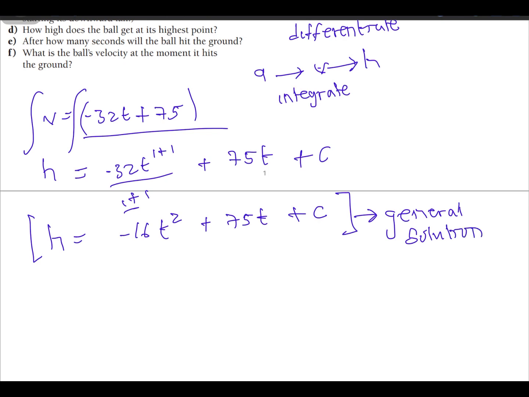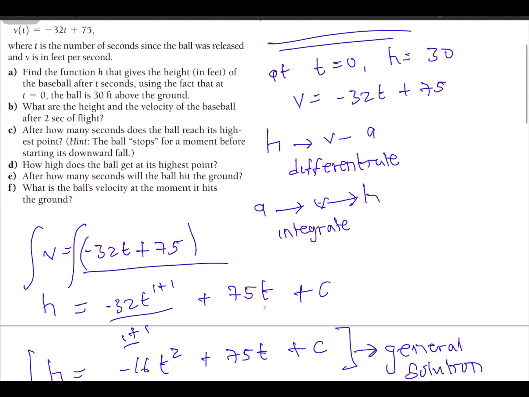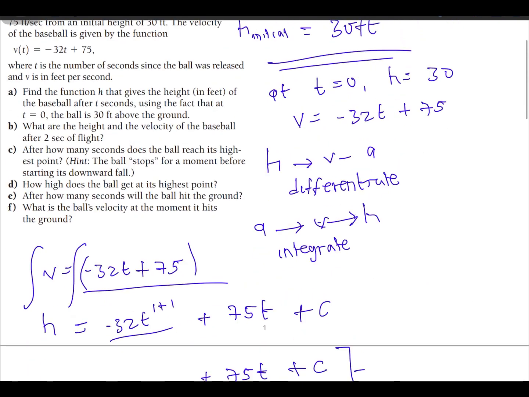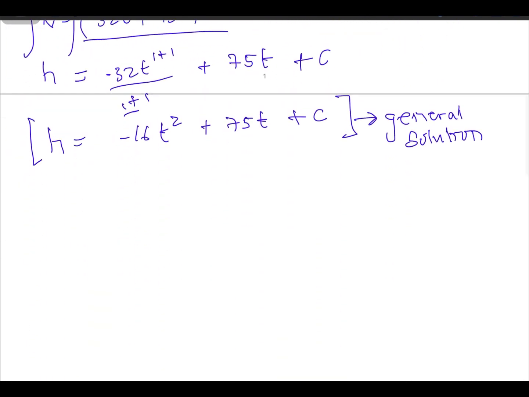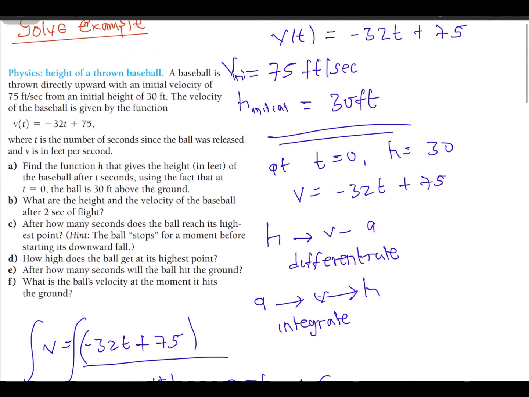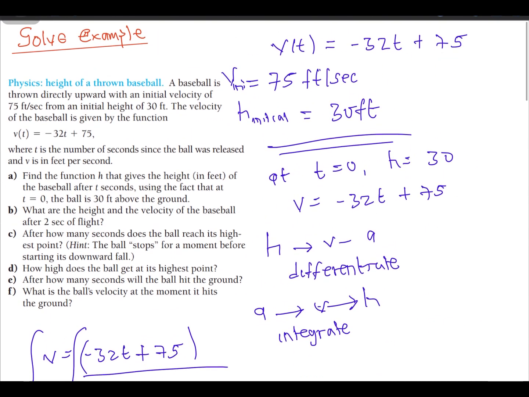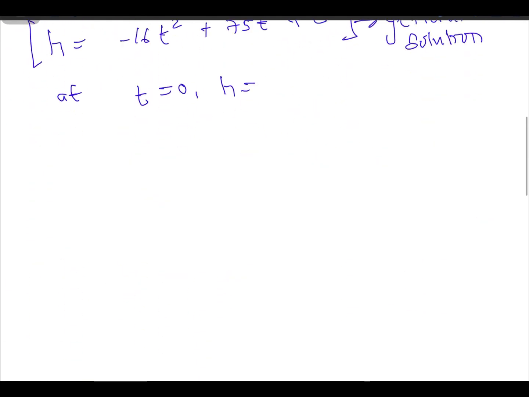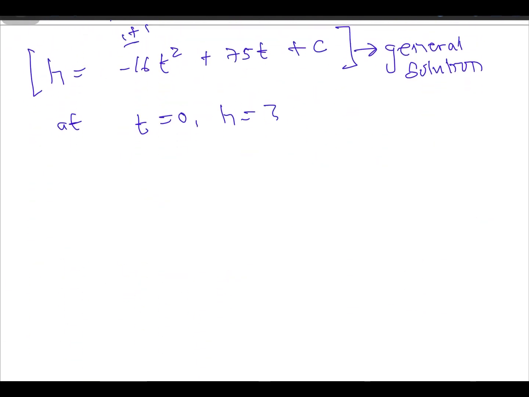Now let's look back and see what our initial condition is telling us. The initial condition is telling us that at t equal to 0, our height is equal to 30, which is coming from this place. So you can see from there. At t equal to 0, our height is 30.